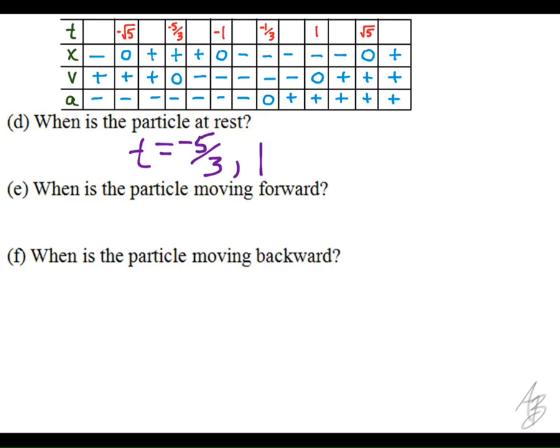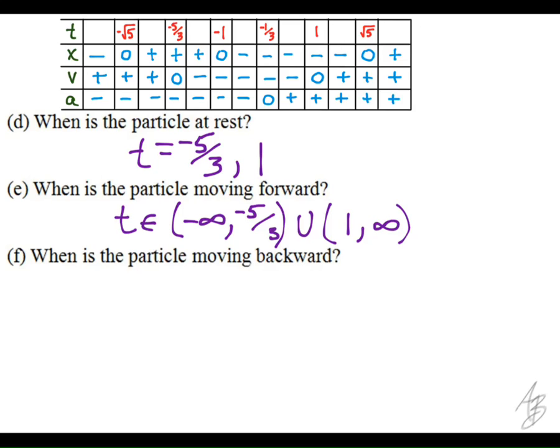The particle will be moving forward when the velocity is positive, so it's going to be moving forward in this region and in this region, so on the interval from negative infinity to negative 5/3, and velocity is also positive, so the particle is moving forward on the interval from 1 to infinity.